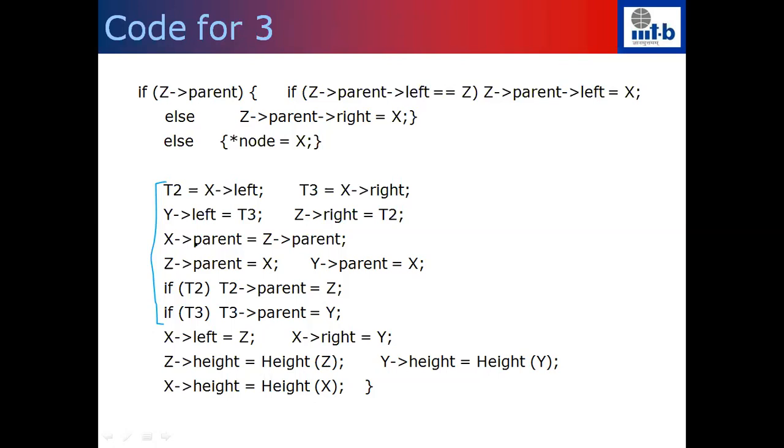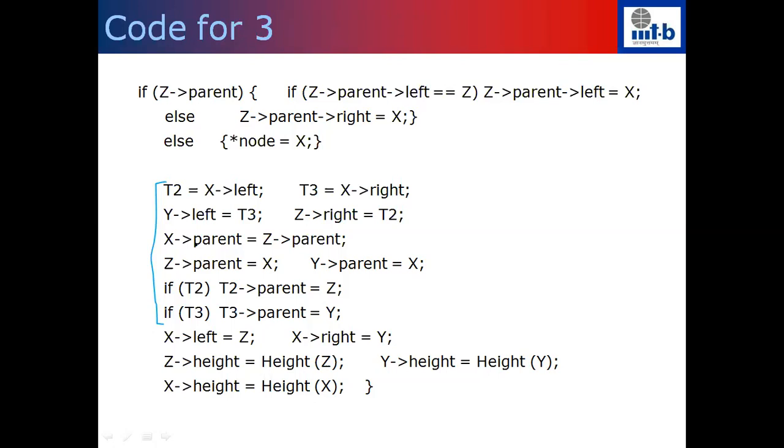So notice that each of the four cases is a constant time operation, because it involves a few pointer changes and updating the height of your nodes. So each case is a constant time operation. So one rotation is, in our terminology, constant time. In other words, order one.